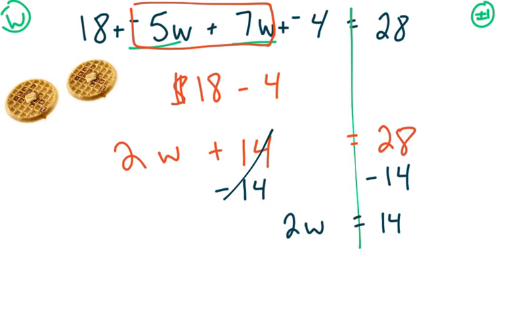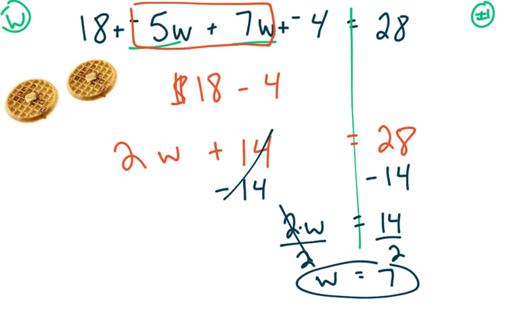So 2 times a number equals 14. The way to figure that out if you don't know already is to do the opposite of times, which is divide. So you divide by that number to cancel. So 2 divided by 2 is 1 W left, and then 14 divided by 2 is 7. So my final answer would be W equals 7. So like one waffle would be worth $7.